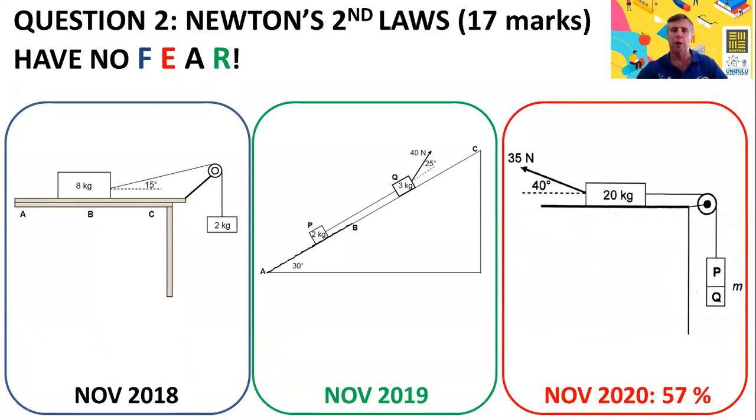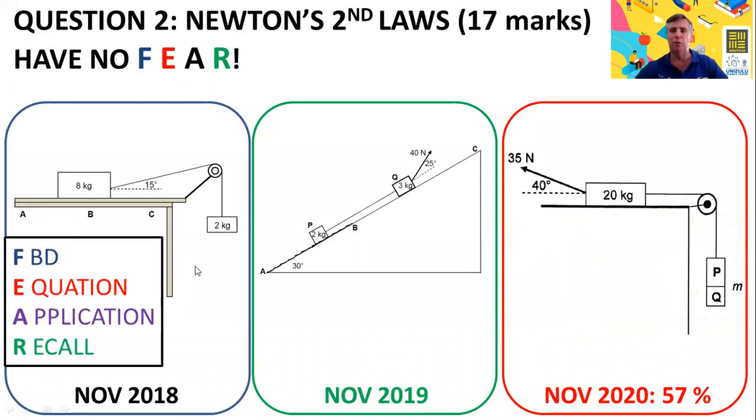Question 2 can be quite daunting because it counts on average 17 marks. It's a big question, and it's the very first long question you come to. And a lot of matriculants start the exam on a bad note because they are so terrified by this question. I want to tell you to have no fear for this question. And I'll tell you why I say that.